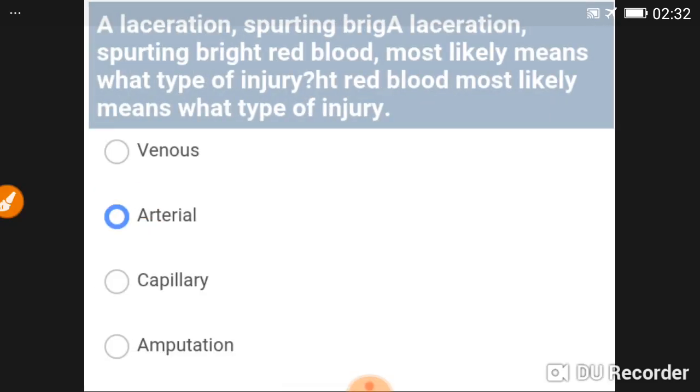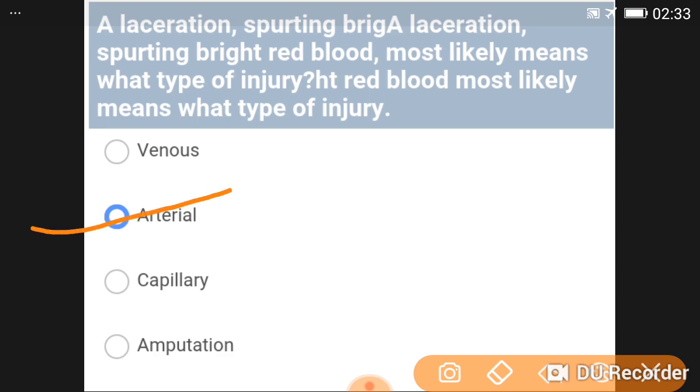Now, a laceration spurting bright red blood most likely means what type of injury? That is arterial.